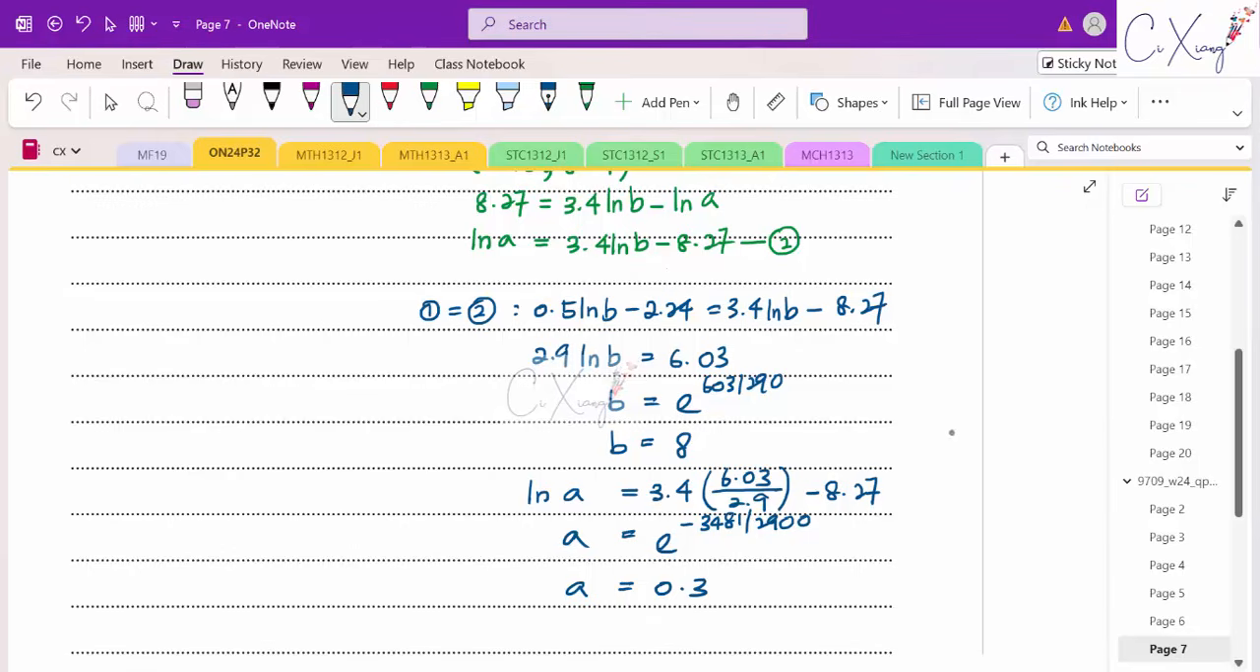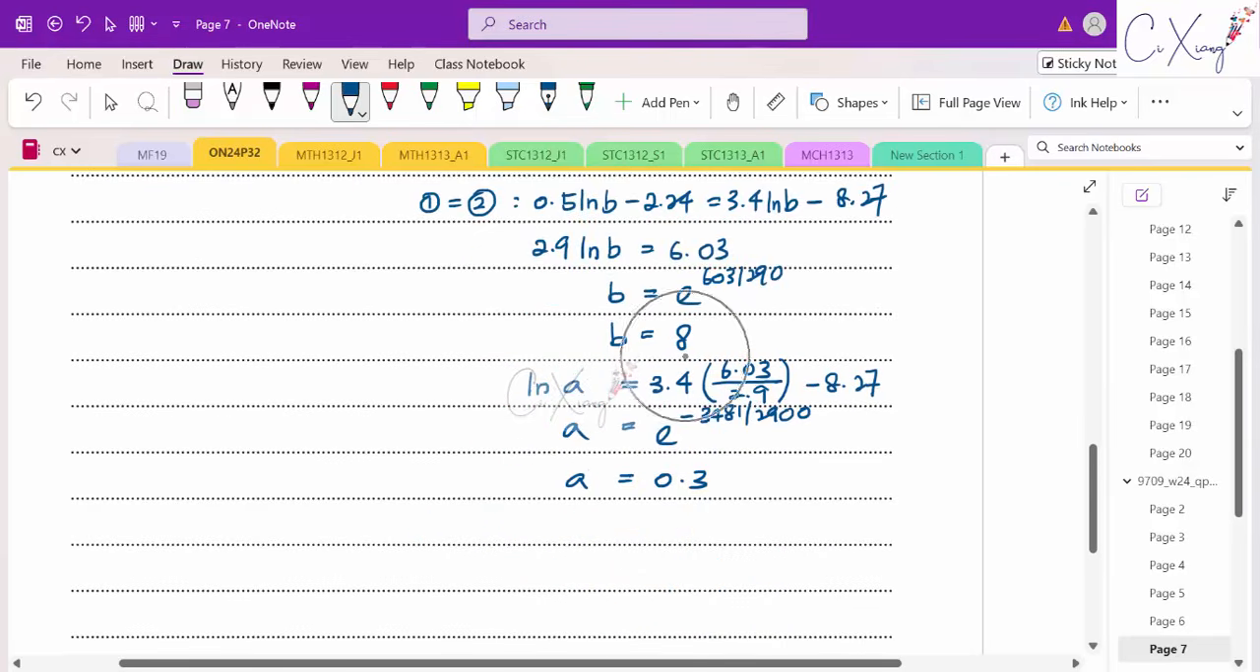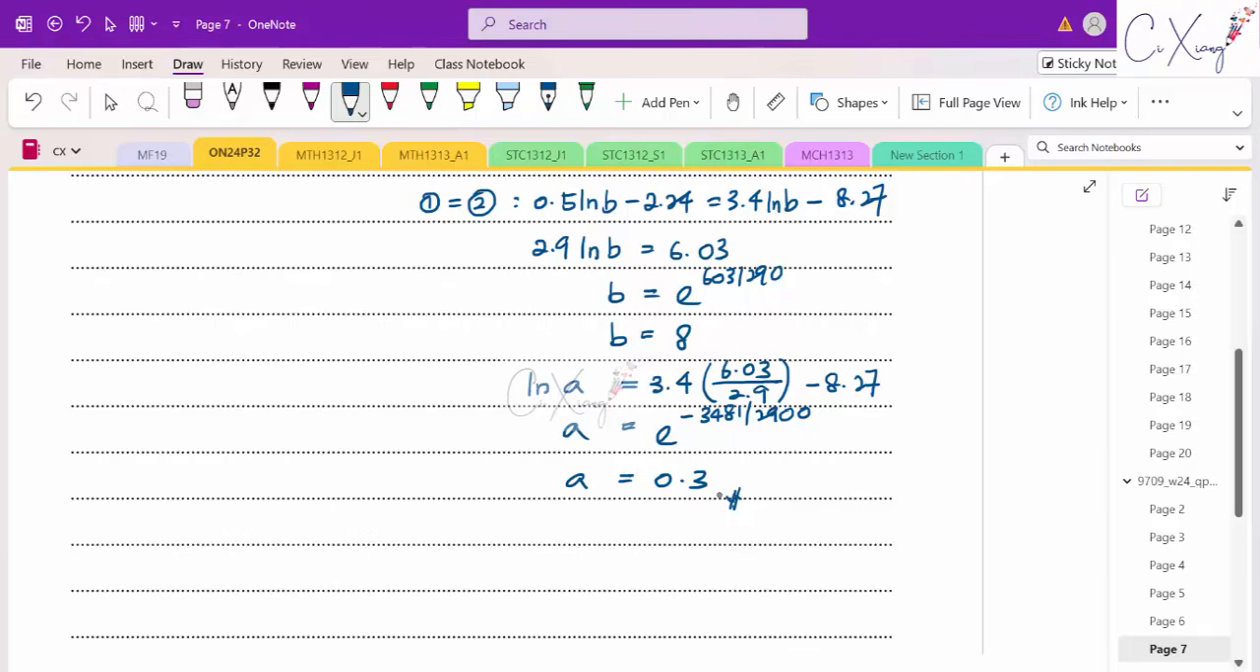Wait, yeah, they're asking for one decimal place or one significant figure. Oh, sorry, one significant figure. So 8 will be the one significant figure. Then the one significant figure for a should be 0.3, the 3. So this is how we get the value for a and also b.